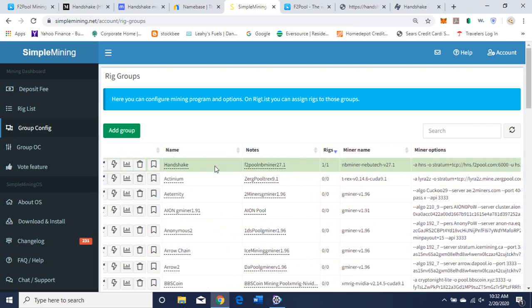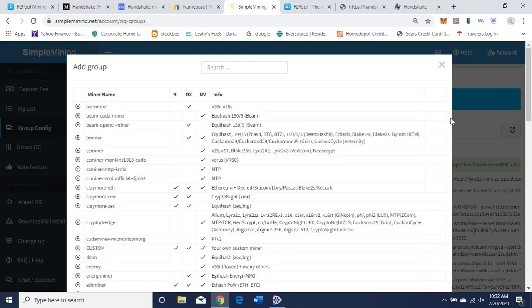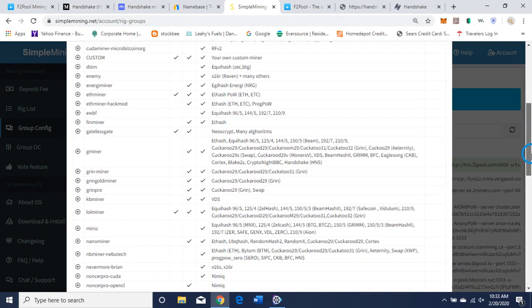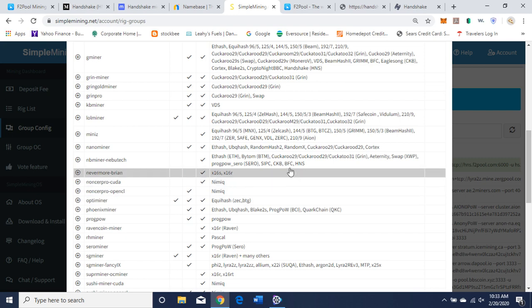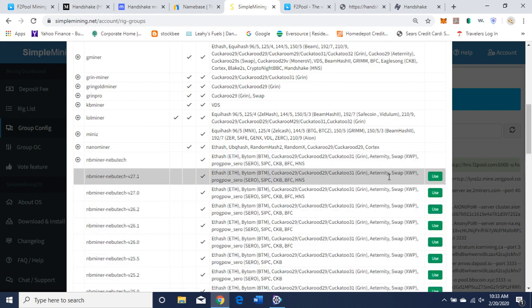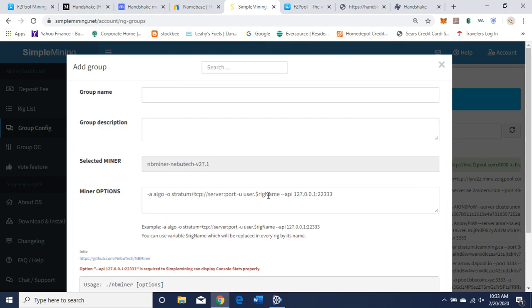Scroll over and hit add group. You're going to go down to nbminer here. Click on it. Click on use. Put your command line here. And group name here is Handshake. I usually put the name of the project. Like I said before, I use F2 pool, and the miner I'm using, nbminer.